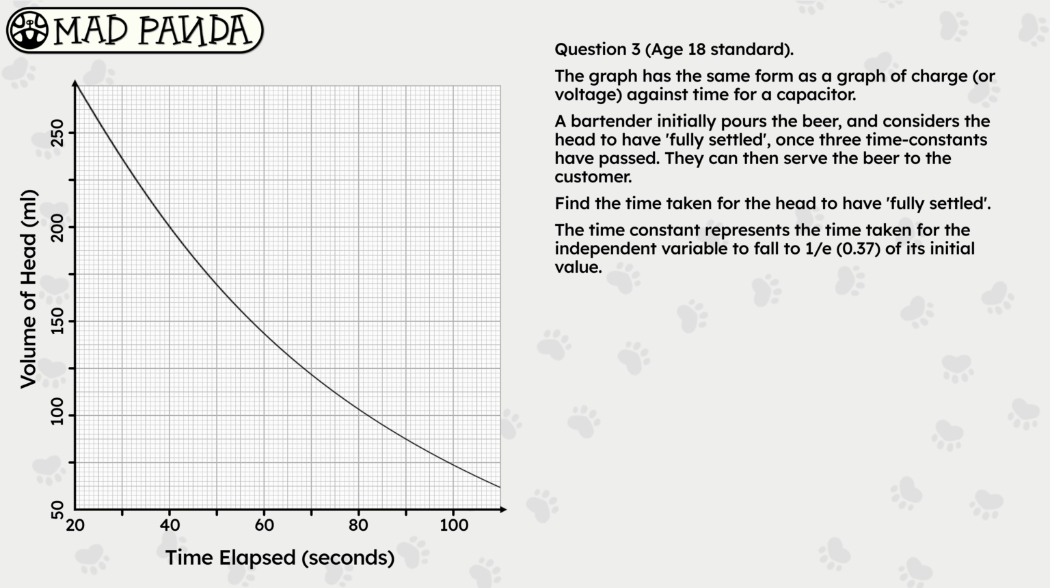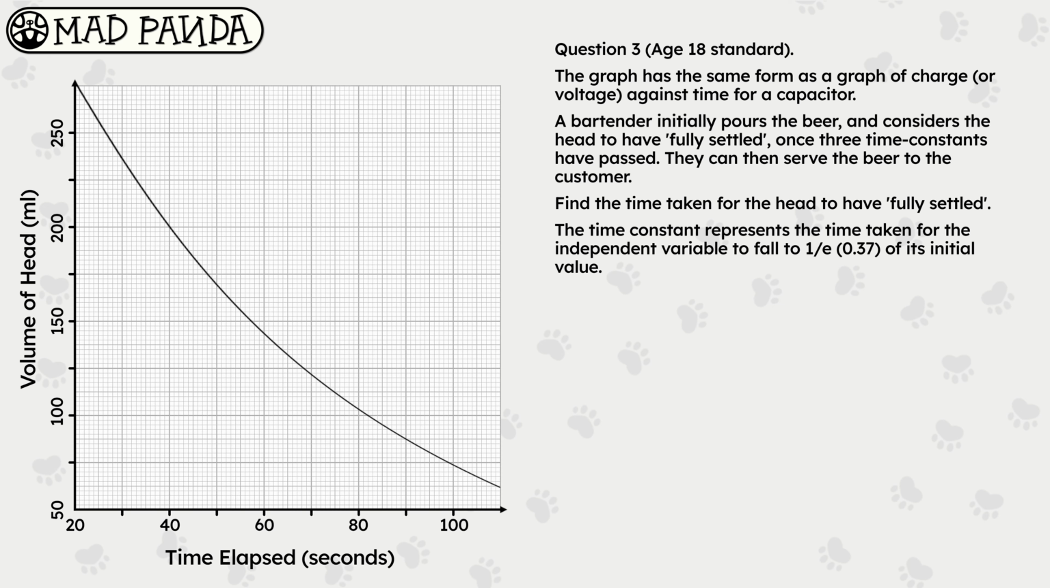So, the graph has the same form as a graph of charge or voltage against time for a capacitor. A bartender initially pours the beer and considers the head to have fully settled once 3 time constants have passed. They can then serve the beer to the customer. Find the time taken for the head to have fully settled. The time constant represents the time taken for the independent variable to fall to 1 over e, Euler's number, which is 0.37 or 37% of its initial value.